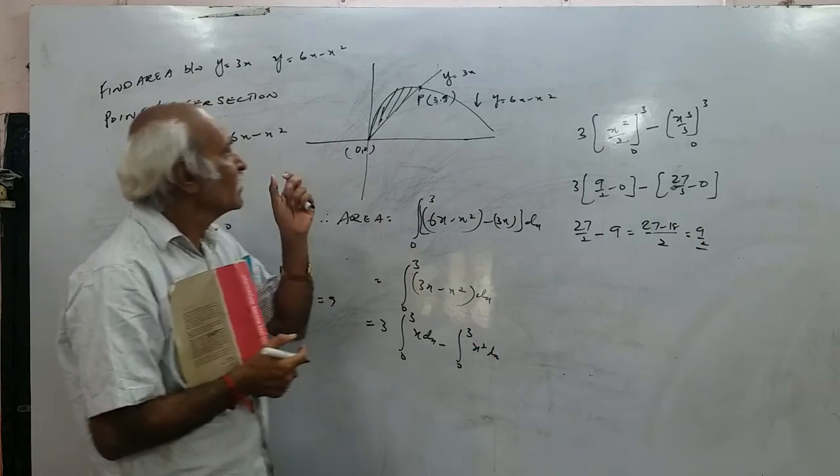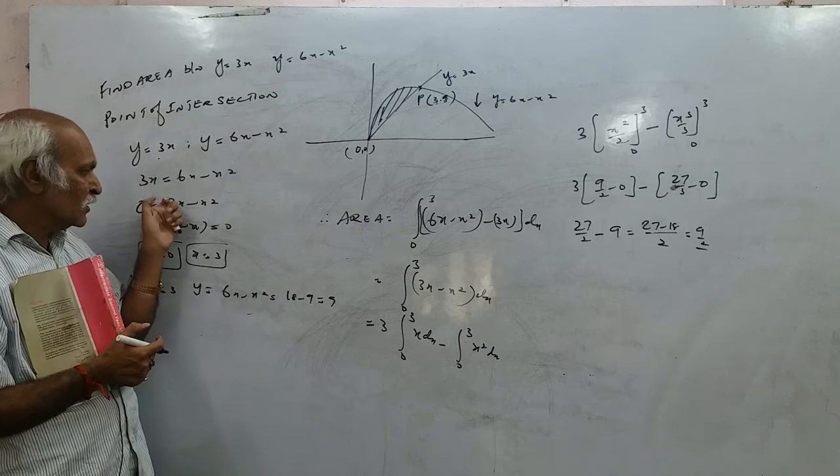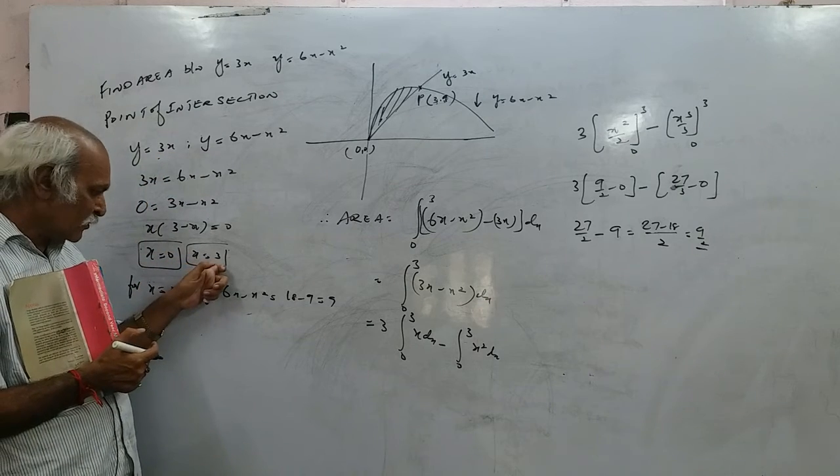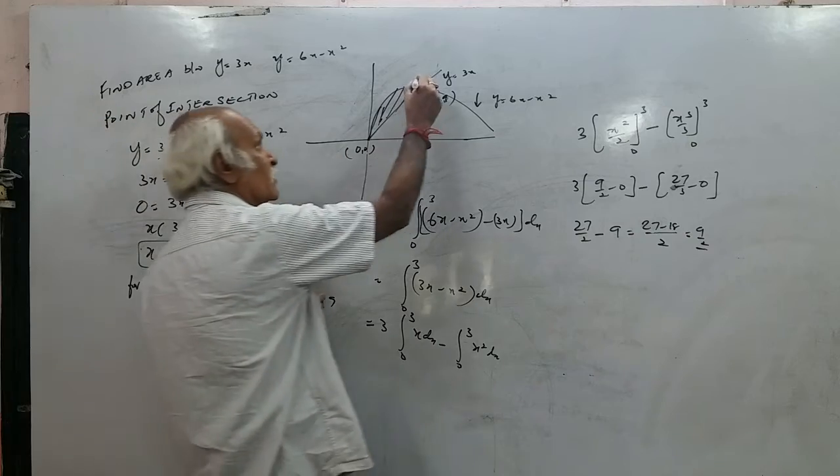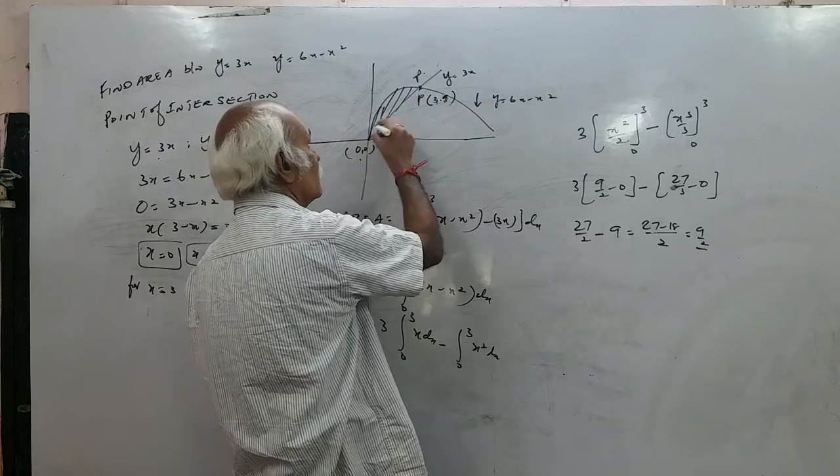So what we have done? First we have taken the point of intersection and we got x value 0, x value 3. So x is equal to 3, y is equal to what? 9. So this is the point of intersection we got, point 0 comma 0, this area.